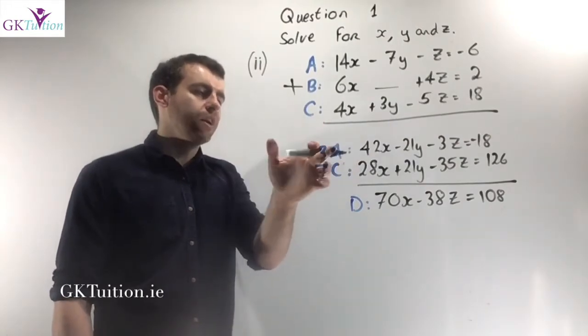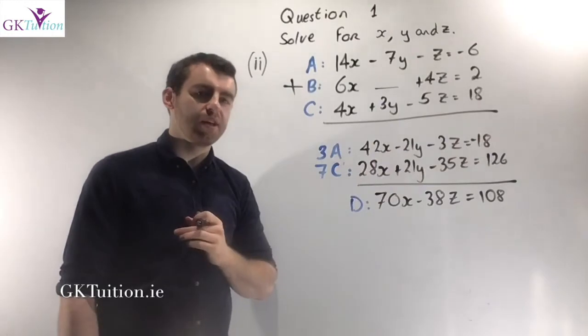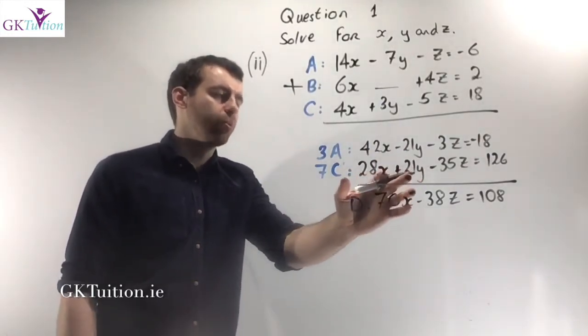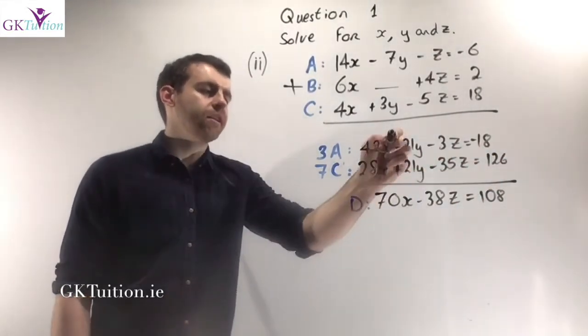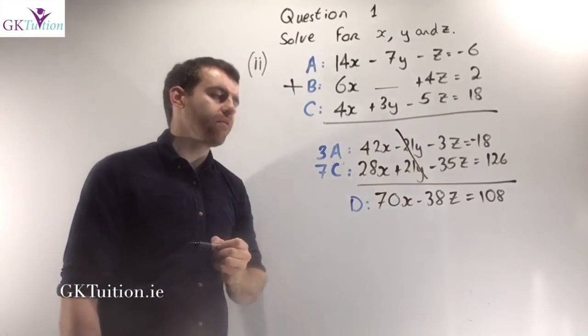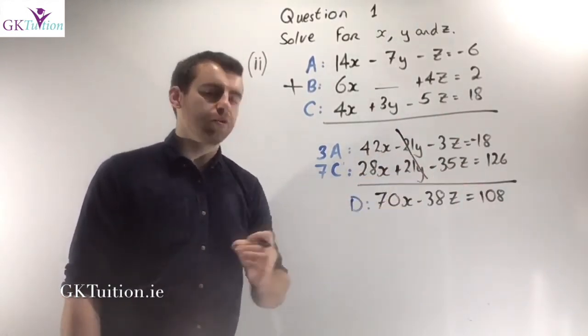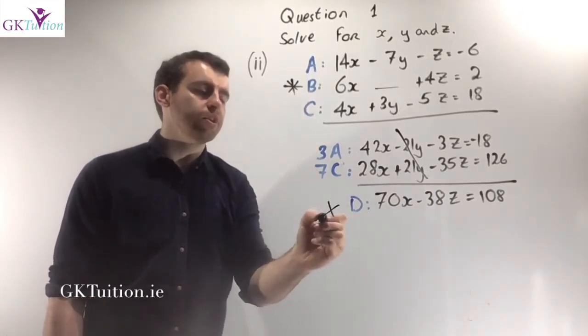So 3 times A is 42x minus 21y minus 3z equals minus 18, while 7 times C is 28x plus 21y minus 35z equals 128. And in this case, the x's add up to 70x, the z's add up to minus 38z, and the numbers add up to 108. So now I want you to draw your attention to equation B and equation D.